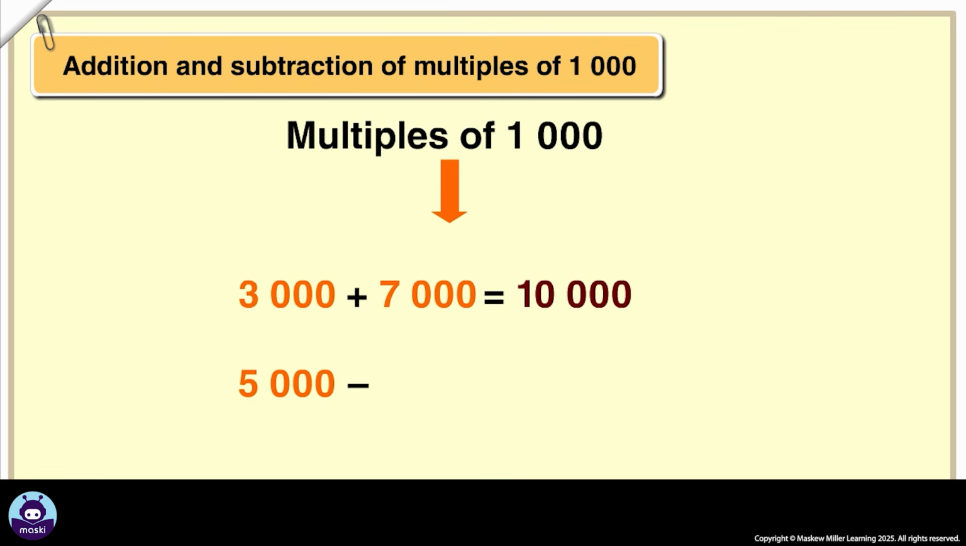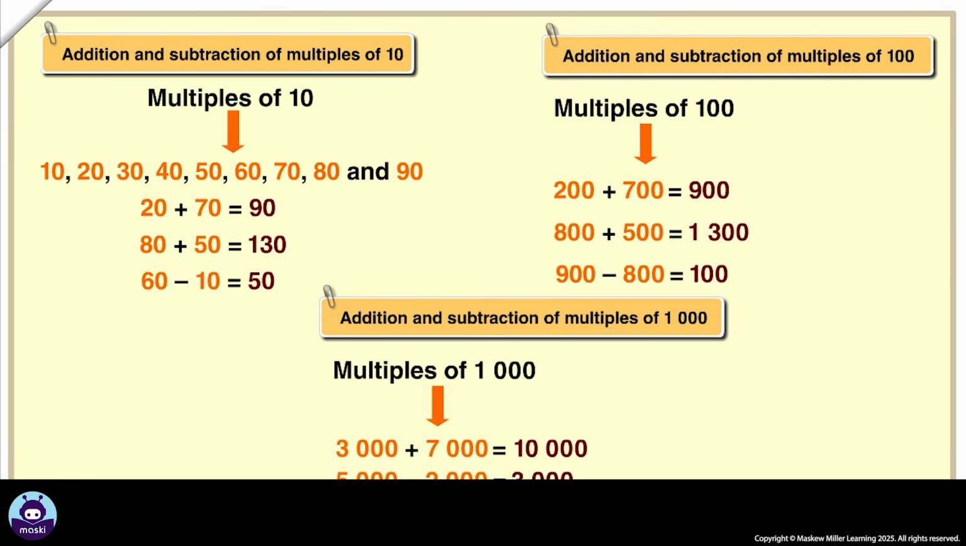When subtracting multiples of 1000, you first write 000 and then subtract the values of the 1000 as if you were subtracting units, and then write the answer on the left of the 000. 5000 minus 2000 equals 3000. Understanding addition and subtraction with different multiples makes it easy to make mental calculations, even with larger numbers.